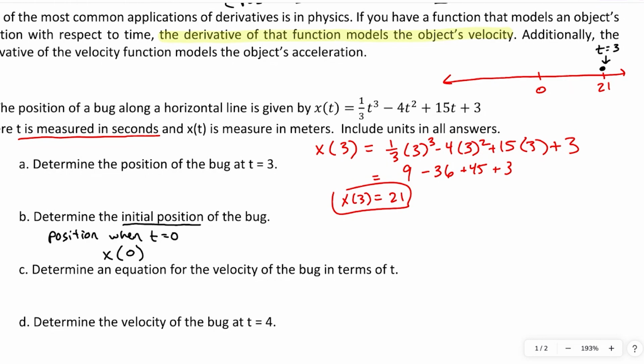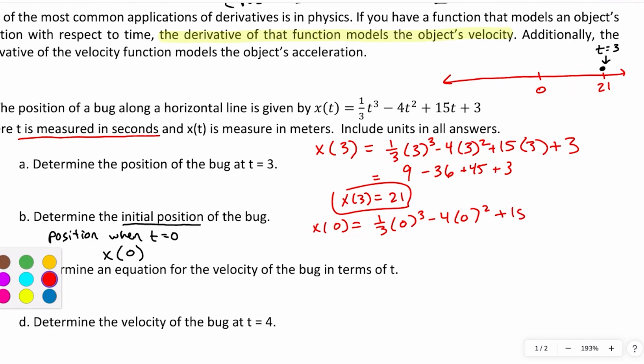So we're just going to substitute 0 into every single t that we see in that equation. So that's going to be 1/3 times 0 cubed plus 4 times 0 squared plus 15 times 0. Hopefully you can see that this will be a lot easier to compute than the last one. We don't have to multiply a bunch of 3s, we're just multiplying a bunch of 0s. So it's just going to be 0 and 0 and 0, and then you have this lonely plus 3 out there. So at time equals 0, the bug is 3 meters to the right of 0. And so here's 3, here's where the bug is at t equals 0.